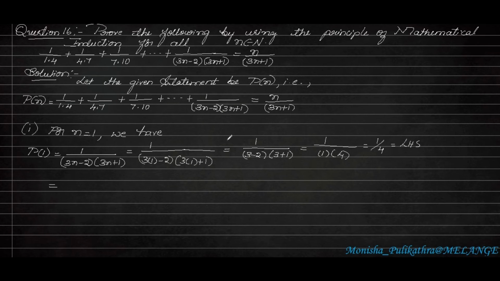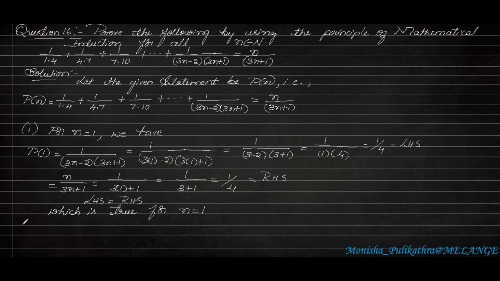In the same way, we have to take RHS also. So RHS is n by 3n plus 1. So this will be equal to 1 by 3 into 1 plus 1, that is 1 by 3 plus 1, which is equal to 1 by 4. This is RHS. So here LHS is equal to RHS, which is true for n is equal to 1.